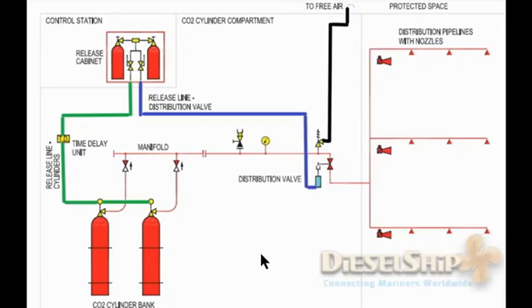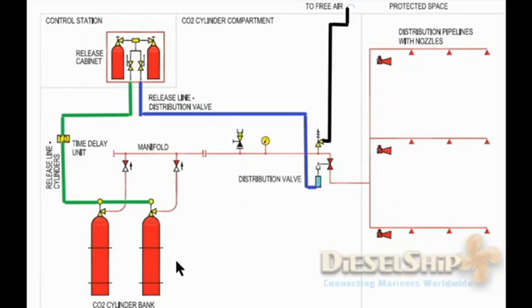So let's see the operation of the system and the major components we have. For this demonstration I'm going to use the protected space to be the engine room. Let's consider the engine room is going to be flooded with CO2. We have a lot of nozzles distributed all over the engine room, right from the bottom platform to the top platform. We have a lot of CO2 nozzles, and these are CO2 sounding alarms. You have visual and audible alarms indicating that CO2 is being flooded inside the engine room.